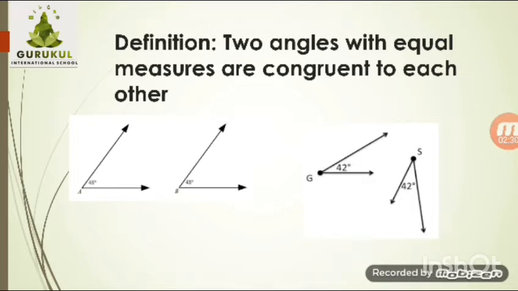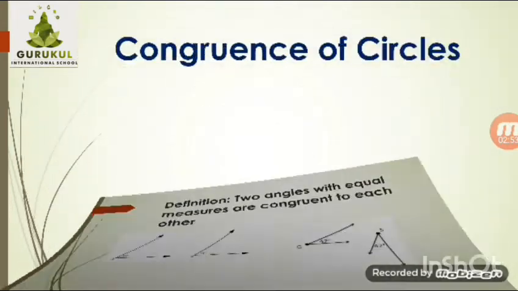So in the first figure angle A and angle B are congruent to each other, and in the second figure angle G and angle S are also congruent to each other. In short, angles which are of the same or equal measures are called congruent angles.